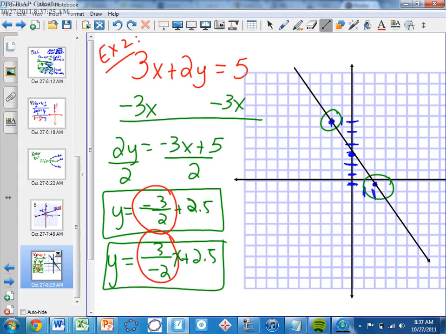Pretty good, huh? Getting better. Oh, gosh.